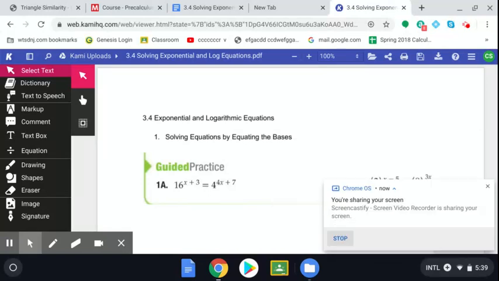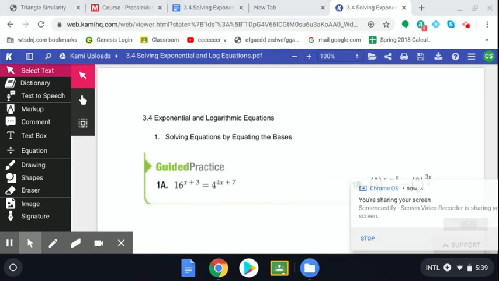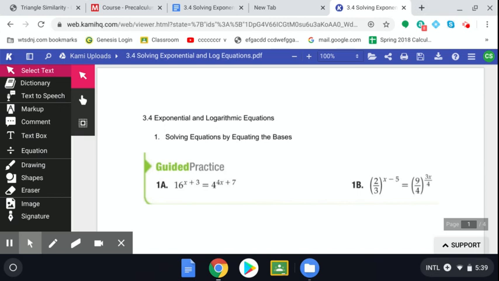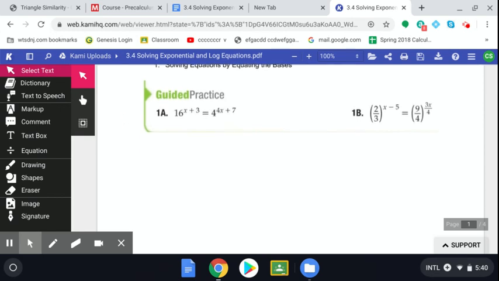Okay, so we're moving on to section 3.4, which is exponential and logarithmic equations. We're going to explore how we can solve exponential and log equations. The first example I wish to go over is an example where you have to equate the bases. For instance, as you see in example 1, they want you to solve this equation.